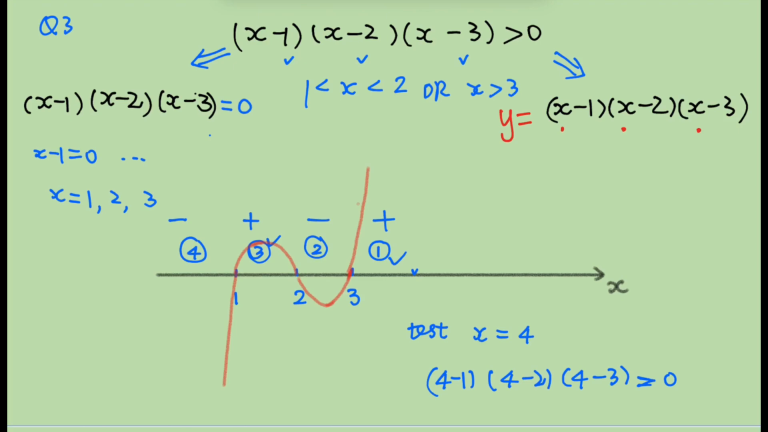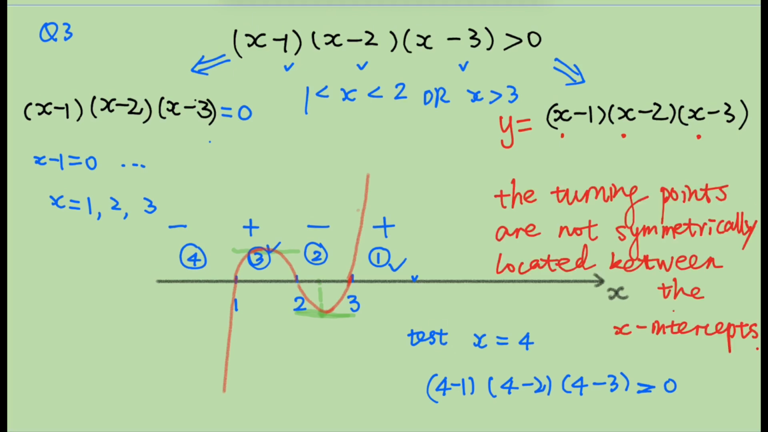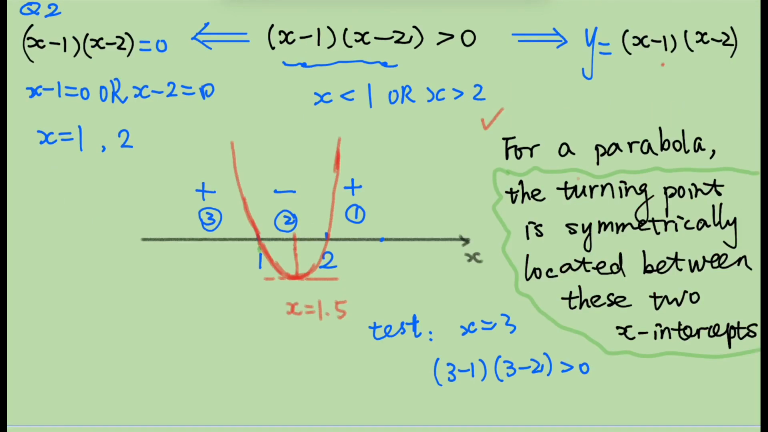And we can see for this cubic graph, there are 2 turning points. And for these 2 turning points, it is important to know they are not symmetrically located between the x-intercepts. We will learn how to get the accurate coordinates of the turning points in the near future. For this type of cubic function, the 2 turning points are not symmetrically located between the x-intercepts. But for the parabola, the turning point is always symmetrically located between these 2 x-intercepts.